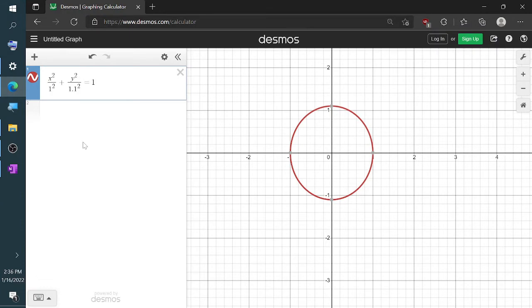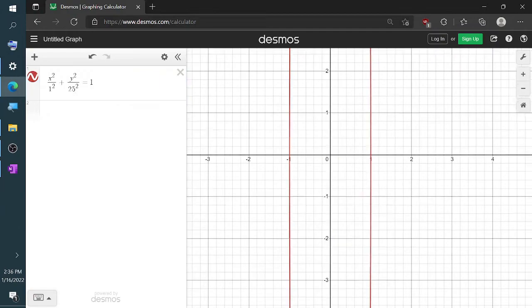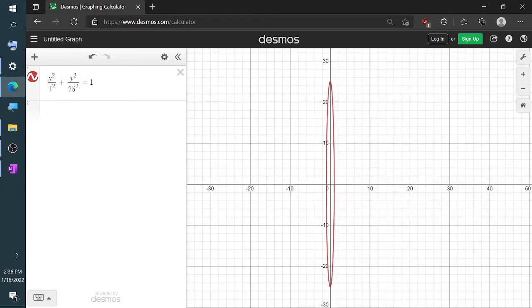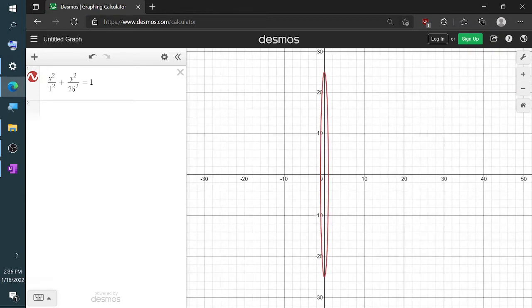If I change the number under y to something like 25, however, well now I have to zoom way out to even fit this ellipse into this picture, because the difference between the number under x and the number underneath y is so vast. The x stretches from positive to -1, but the y stretches from positive to -25 because we have a 25 squared under the y squared. So this is an ellipse that I would expect to have a large eccentricity because it's quite different from a circle. It's very stretched out compared to a circle.